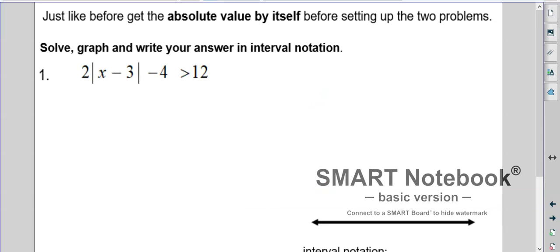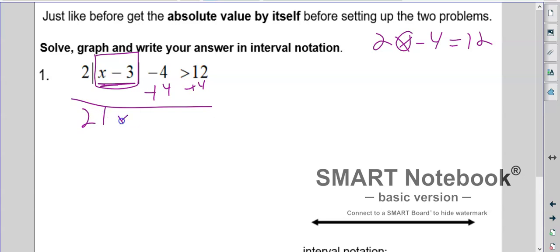So, just like before, get the absolute value by itself. Right now, we want this to be by itself, but there's a 2 in front of it by multiplication and a -4. So again, it's similar to this concept, where we'd add 4 and then divide by 2. We're going to do the same thing here. The only difference is, one, it's an inequality, and two, we have an absolute value. So after we get this alone, we're going to have a little bit more work to do. All right, so first thing we do is add 4.